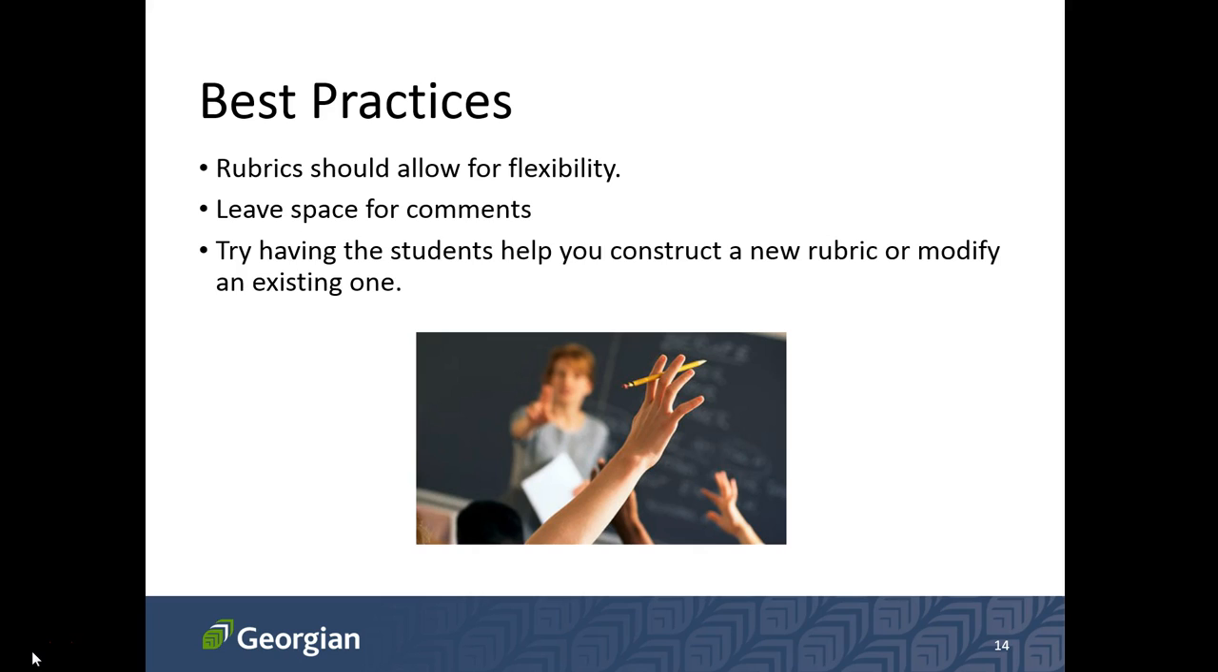One of the things that I've found extremely successful in my classes for making rubrics is trying to have the students help you construct a new rubric, or at least modify an existing one. So go through the rubric with them and ask them about the rubric. Do they think that it accurately reflects the learning that they're being expected to do or to demonstrate? Doing that with them will give them a sense of ownership over the rubric. Everybody's clear and on the same page, and the students have participated in the building of that.